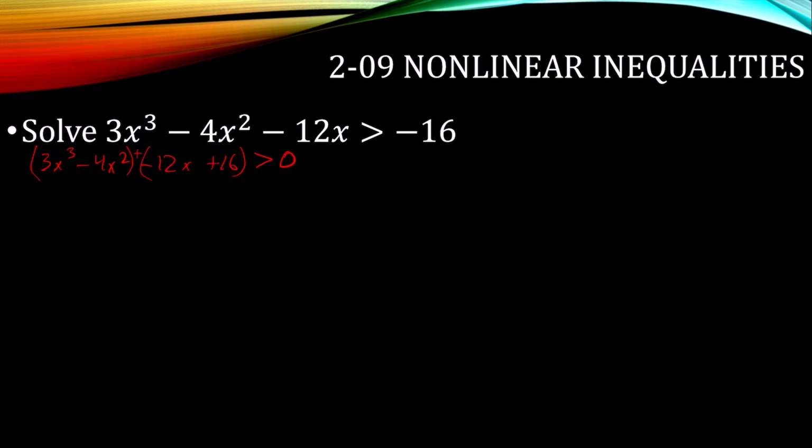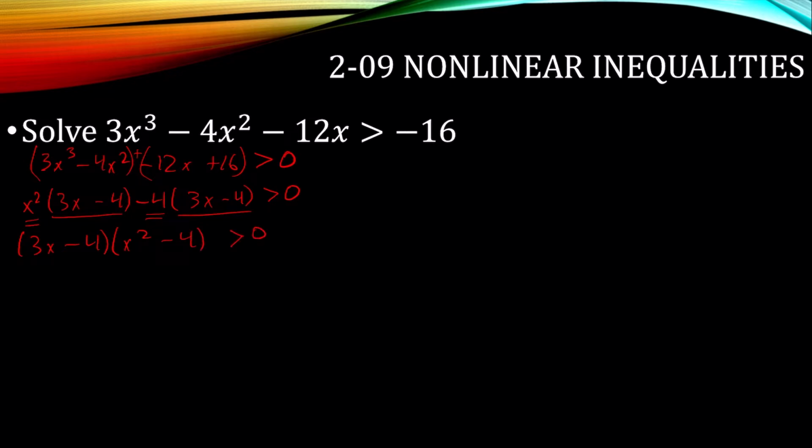First group, I can factor out an x squared, leaving 3x minus 4. The second group, I can factor out a negative 4, leaving 3x minus 4. Hey, this looks good. So now those are the same. I can factor out the 3x minus 4, leaving x squared minus 4. Oh, but the x squared minus 4, that's a difference of squares. So it would be x minus 2, x plus 2.